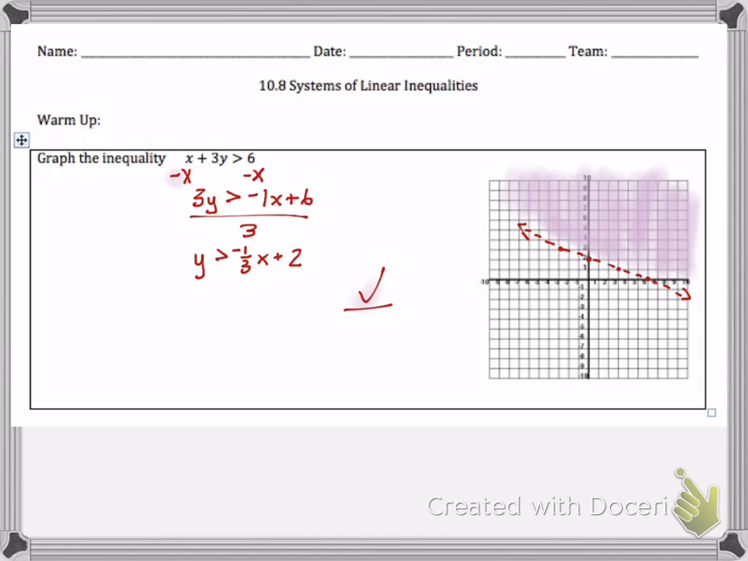So if we start with our original inequality, x plus 3y greater than 6, and we plug in 0, 0 there, we're going to get 0 is greater than 6, which is of course false, and so that's a good sign that we are shading in the right direction.